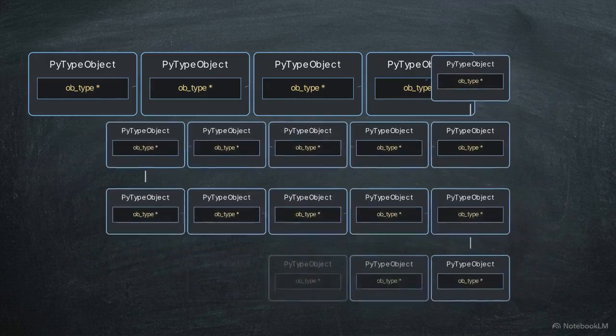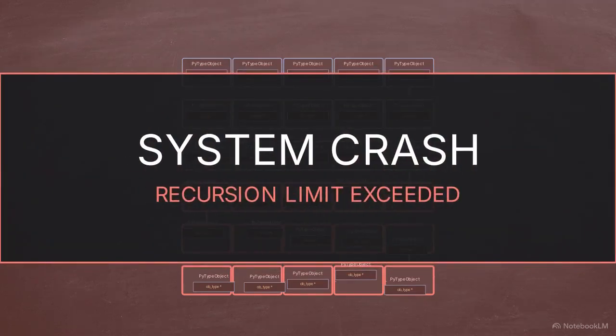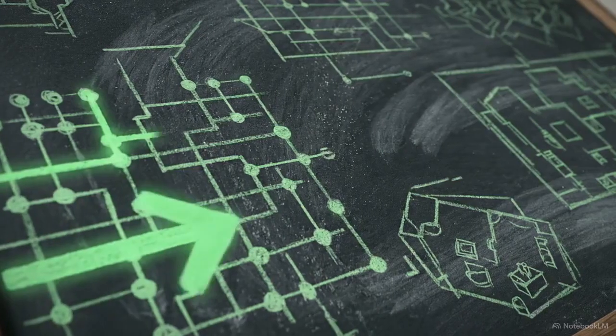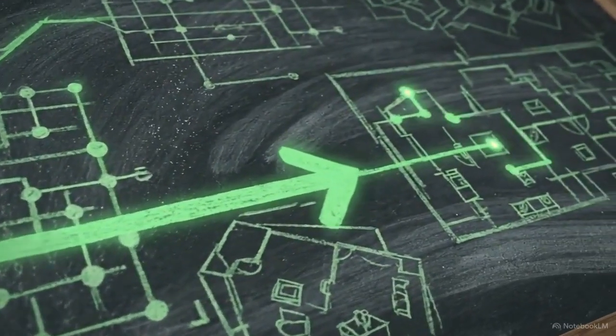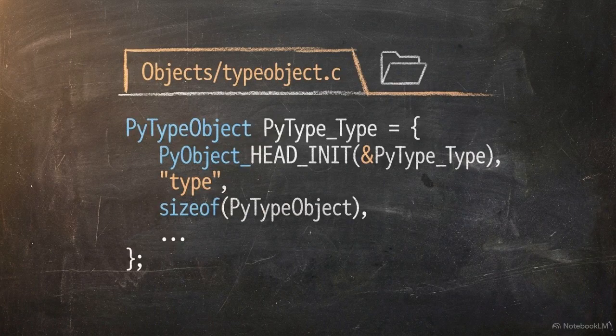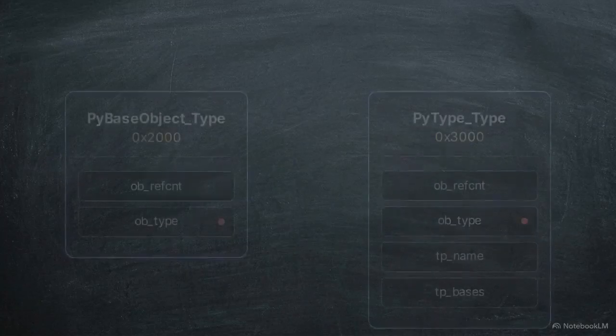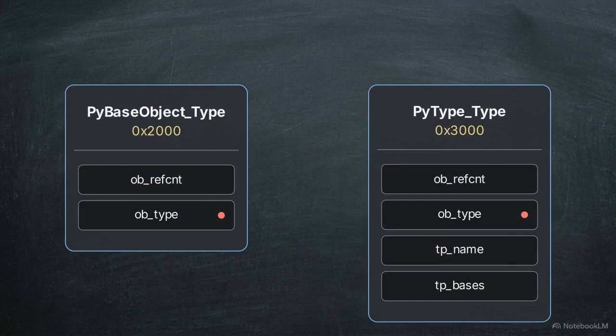If the CPython interpreter attempted to allocate these interdependent structures dynamically at runtime, it would trigger an infinite recursive loop and instantly crash. CPython avoids this crash by bootstrapping the core objects before the interpreter ever executes a single line of Python code. In the CPython source file Objects/typeobject.c, these foundational types are explicitly defined as static variables. Both the base object type and the type object itself are hard-coded as global C variables, baked directly into the interpreter's compiled binary. When the Python executable boots, these memory spaces already exist. The interpreter manually splices the memory pointers together during initialization.